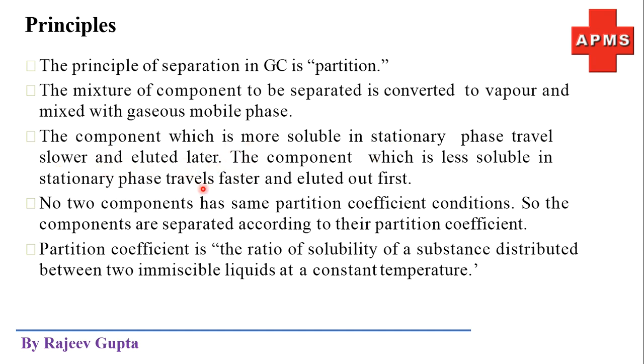Eluted means, what is the meaning of eluted? It means it comes out from the column as different components. These components will be separated inside the column and will be eluted from the column one by one. The components which are less soluble in the stationary phase travel faster and are eluted out first.